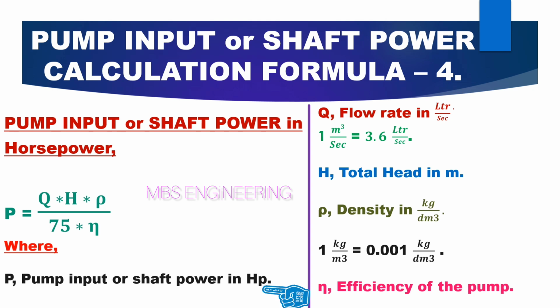Where, P is the pump input or shaft power in horsepower. Q is the flow rate in liter per second. Generally, 1 cubic meter per second is equal to 3.6 liter per second. H is the total head in meter. Rho is the density in kilogram per decimeter cube. Generally, 1 kilogram per meter cube is equal to 0.001 kilogram per decimeter cube. Eta is the efficiency of the pump.